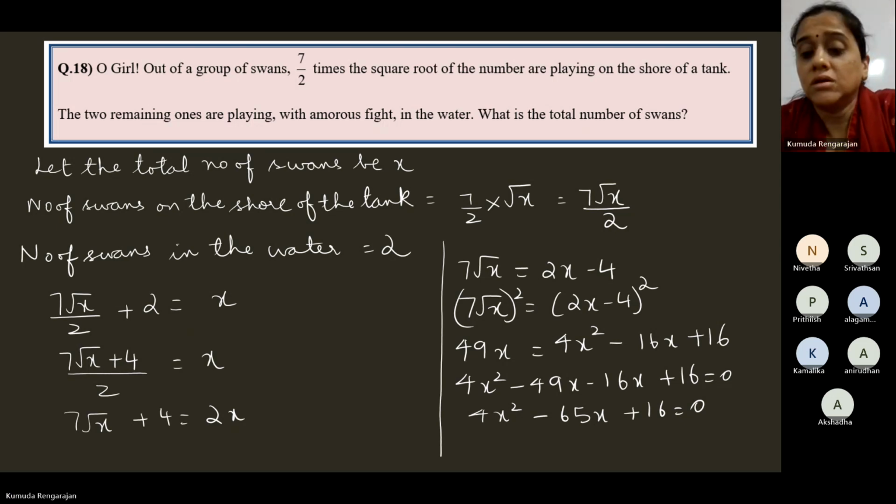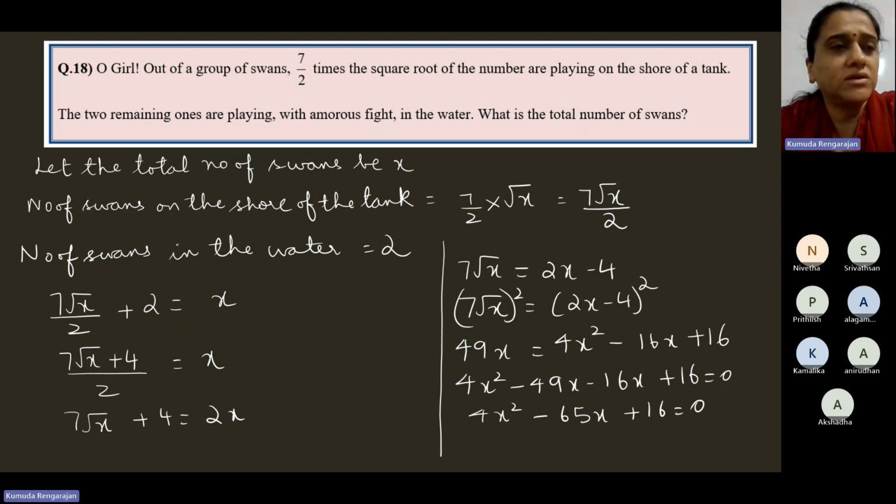You split the middle term, or did you? Splitting the middle term, what are the numbers? Finish it.